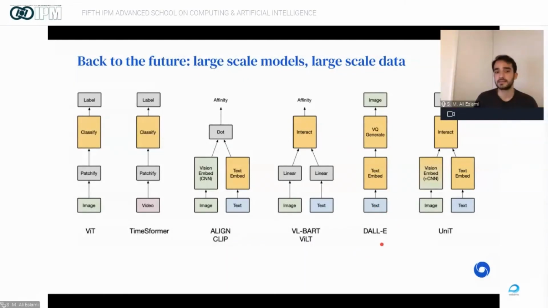These are techniques that take images and sequences of text, so not a single word, but a whole sentence. For instance, they compute the affinity of the image and the text. Or DALL-E takes text as input and produces an image as output. And these things are trained on massive, massive data sets. And the data is so big that almost the quality of the labels matters less because through the noise comes the signal.